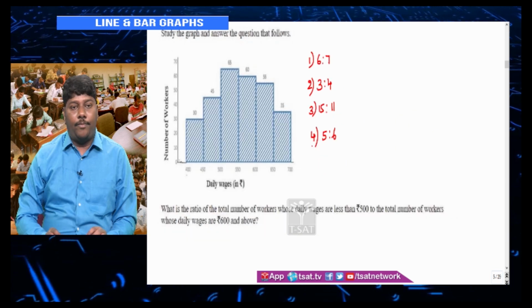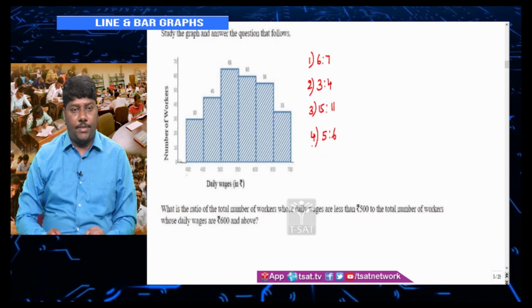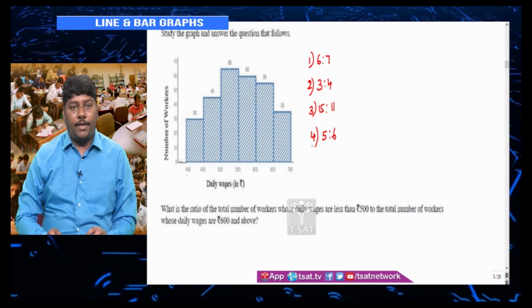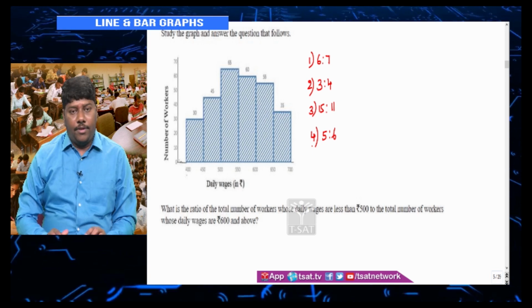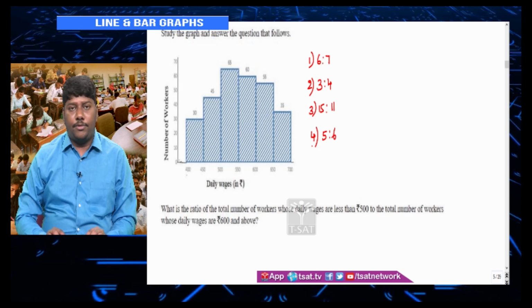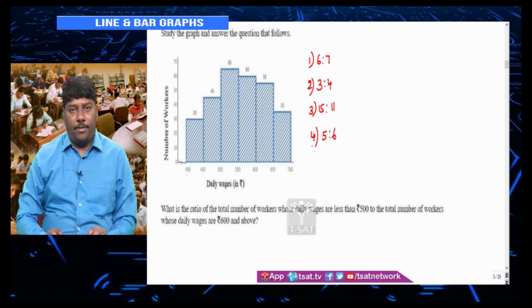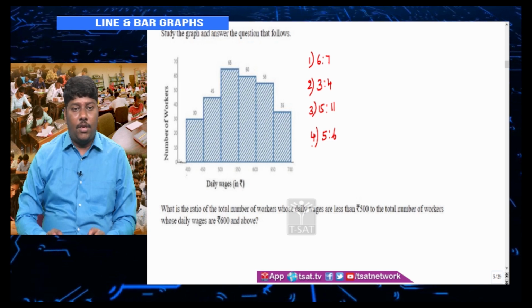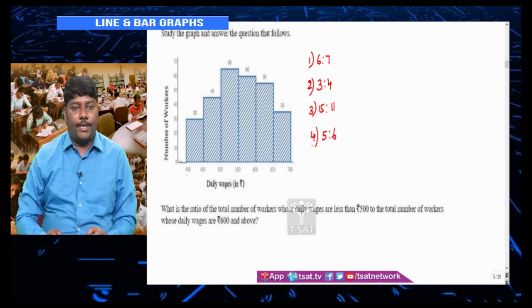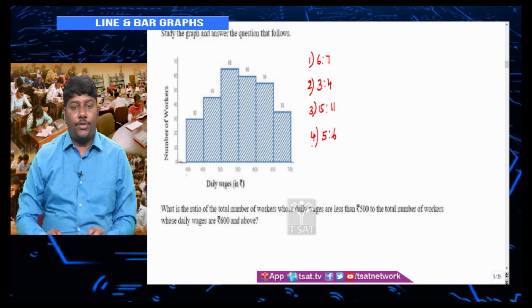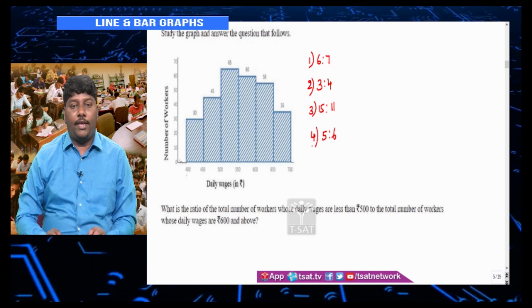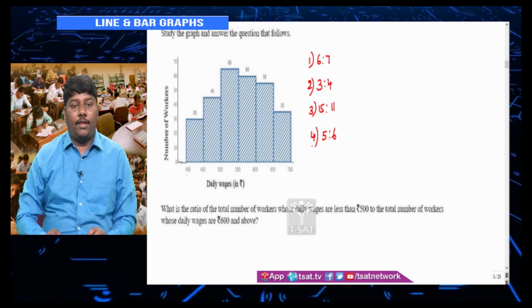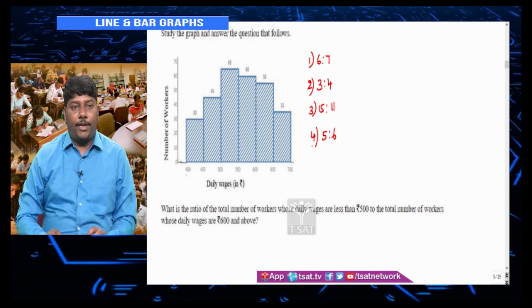This is also another type of bar graph. You can actually represent this graph in a line also. Study the graph and answer the question that follows. You call it a histogram. Sometimes you can write it in terms of a table, take the class intervals and show the same graph, but here it is shown in bars. Look at what it says. What is the ratio of the total number of workers whose daily wages are lesser than 500 to the total number of workers whose daily wages are 600 and above?